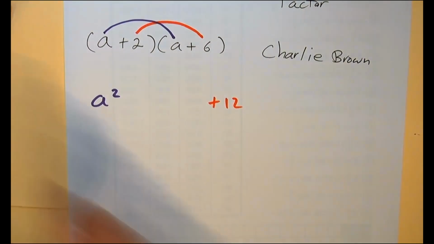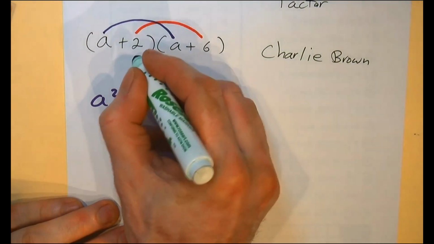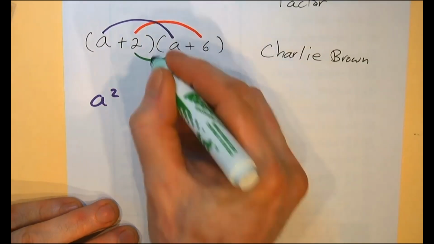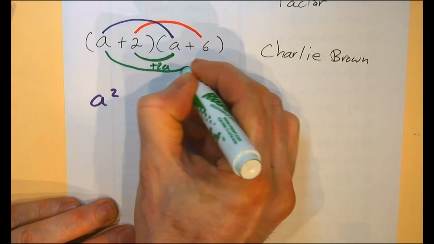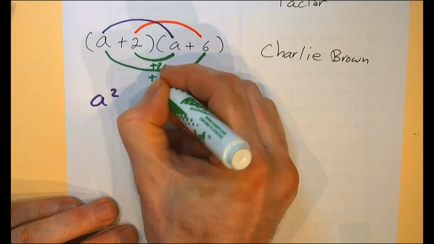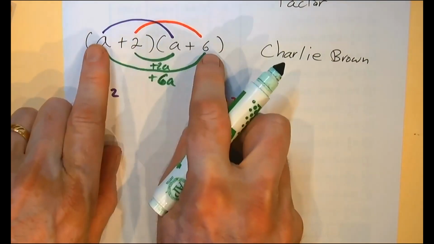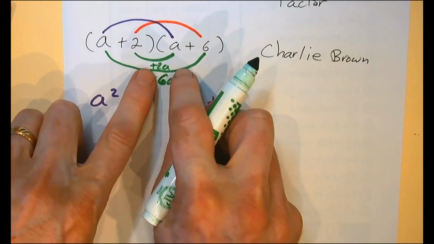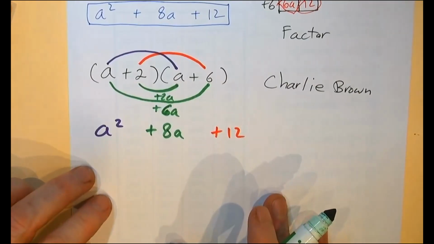Now, I'm going to draw the middle, the bottom of his face. This 2 times A is 2A. And this 6 times A is 6A. So we do the insides and outsides. 2A and 6A makes 8A. And wasn't that our answer before?